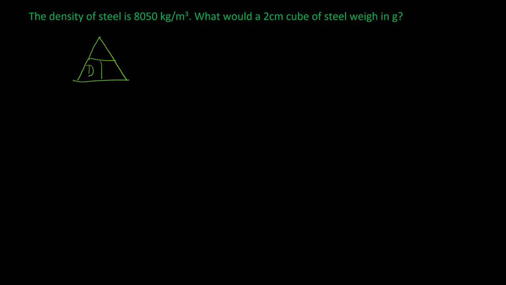Density there, mass here, and volume here. So this time we're looking for the weight, which is the mass. So I'll cover that one over. That means that the mass will be equal to the density multiplied by the volume, because they're on the same level.